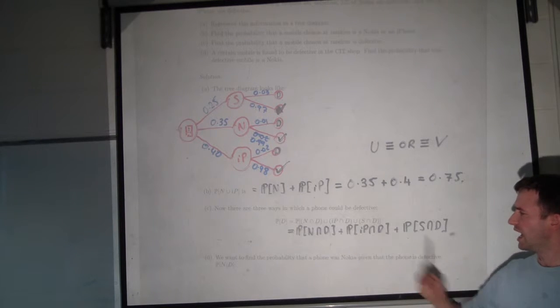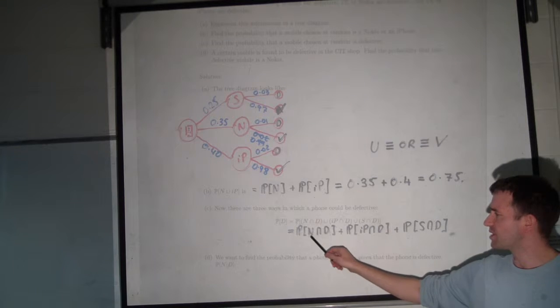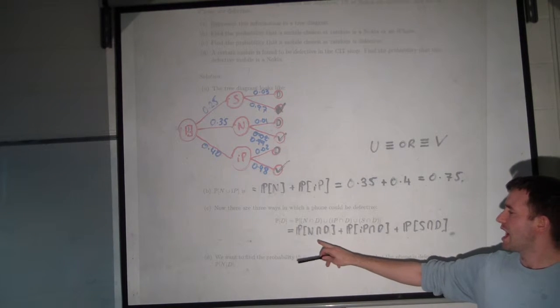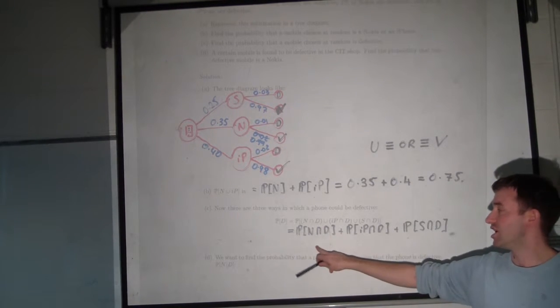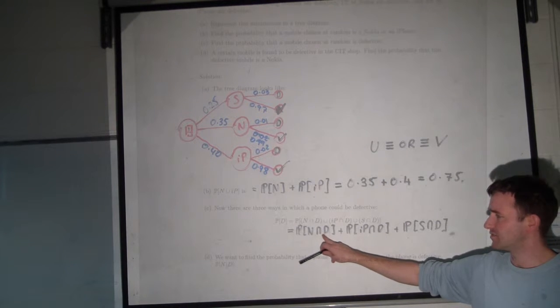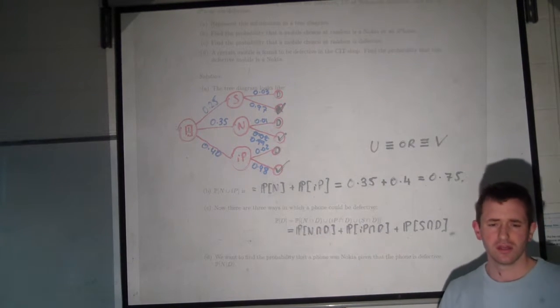Now, the ands, these things aren't quite independent, but what you're going to do is the probability of Nokia and Defective, which is the probability of Nokia times the probability of Defective given that it is a Nokia. So these ands are going to be multiplied. So what's the probability of a Nokia? 0.3. Now what's the probability that it's defective given that it's a Nokia? 0.01.